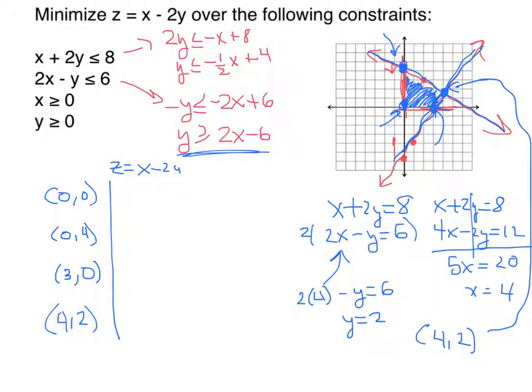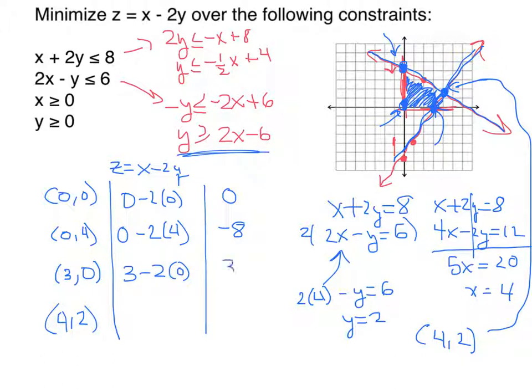Now that we have our 4 corner points, we can go ahead and test our z in each of those corner points. So let's see what we've got. Here we've got z is equal to 0 minus 2 times 0, and that just gives me the value 0. Here we've got 0 minus 2 times 4, and that gives me the value negative 8. Here we have 3 minus 2 times 0. That gives me the value 0. And here we've got 4 minus 2 times 2, which gives me the value 0.